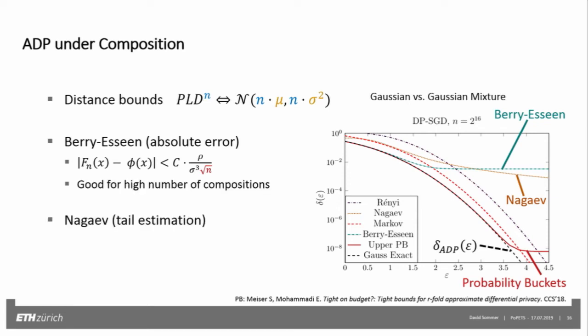Try to ignore most of the things. The plot here, this is the epsilon value. And here, for each epsilon, you have a delta value. And this is Gaussian versus Gaussian mixture, as stochastic gradient descent does its privacy evaluation, it's actually this, the paper from 2016. Here, what you see, probability buckets, this is a numeric implementation, which is more or less the real value. It's numerical. That's the reason it fails here.